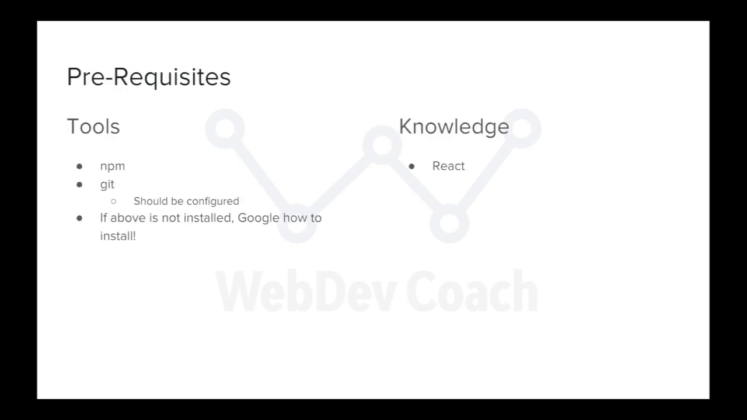And some prerequisites for this class in terms of knowledge: you'll need to know React. And in terms of tools installed on your computer, you'll need to have NPM installed, and we'll go over making sure that's installed. You'll need to have Git installed on your computer. If either of those is not installed, please Google NPM installation or Git installation, and there should be a guide to take you through the steps. With that out of the way, let's get to some code.